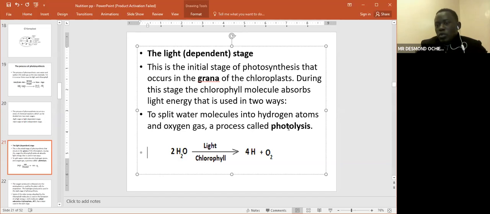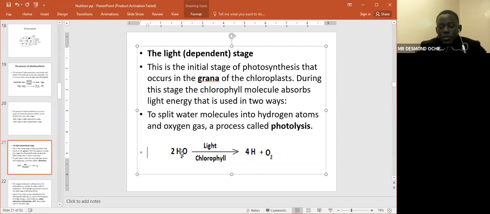You can be asked, what is photolysis? This process is called photolysis, not hydrolysis like some students always call it. Remember the word photo means light. Lysis is like breakdown, breaking down, okay? So photolysis is the process by which water molecules are broken down into hydrogen atoms and oxygen gas, and it occurs in the grana, okay?